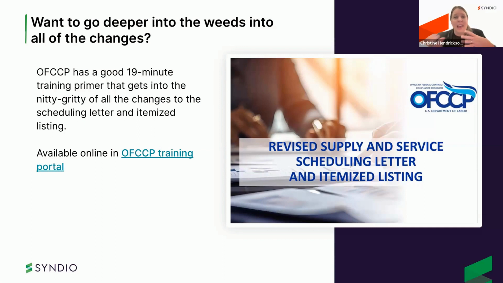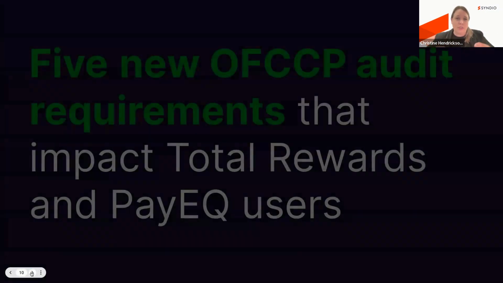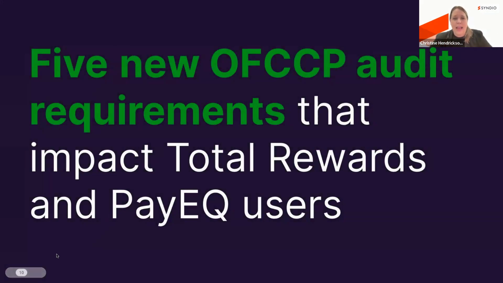And that's the heaviest impact with all of these changes. The changes definitely have these cross-functional impacts, but the changes that are codified in the new scheduling letter have the largest and an outsized impact as we think about compensation. And there's 5 new OFCCP requirements, really kind of 5.5, that impact total rewards and PayEQ users that we wanted to just make you aware of.